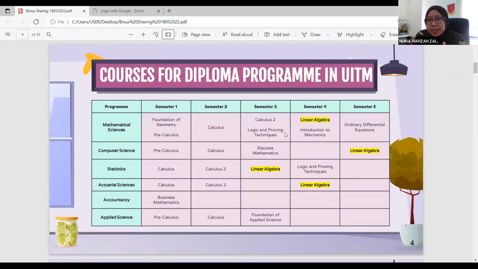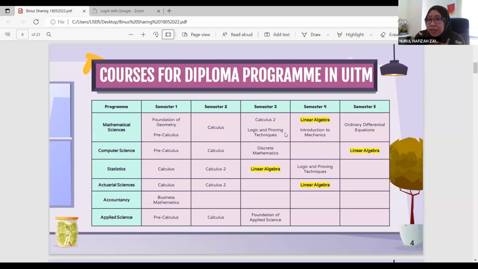Okay, this is just a sharing. Here in the Tapa campus, we have 6 programs. Only 6 programs because we are one of the branches of Universiti Teknologi Mara, so there are a few diploma programs in UiTM. We have 6 programs, and you can see that every program must take at least one mathematics course.